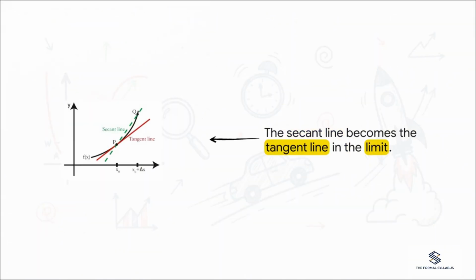But here is where things get really interesting, where the mathematical magic actually happens. Imagine point Q sliding down that curve, getting closer and closer to point P. As the horizontal distance between them, that delta x, shrinks down to 0, the green secant line transforms. In the limit, it becomes the red tangent line. The slope of that red tangent line is the derivative. It touches the curve at exactly 1 point, giving us our precise, instantaneous rate of change.